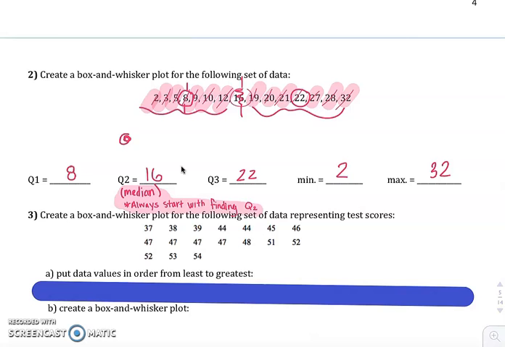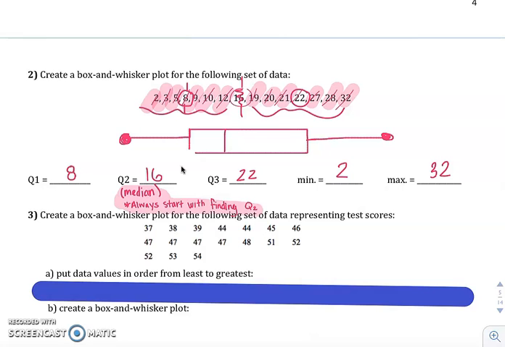So we need, and this, you do not have to do a number line. I'm okay with just drawing the box and whiskers, but it's absolutely useless. That doesn't give me any information. You can roughly draw it and then just label it.